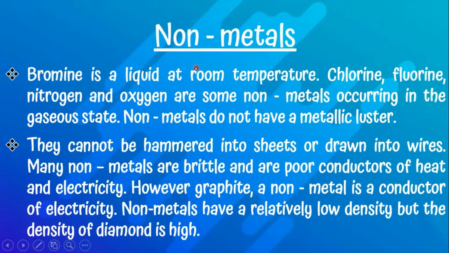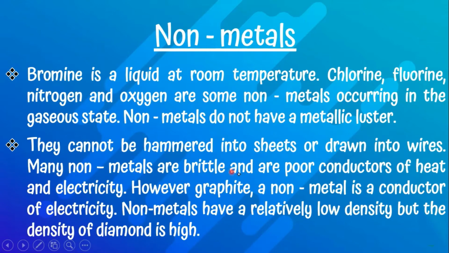Okay guys, now let's talk about nonmetals. Bromine is a liquid at room temperature. Chlorine, fluorine, nitrogen, oxygen are some nonmetals occurring in gaseous state. Nonmetals do not have a metallic luster. They cannot be hammered into sheets or drawn into wires. That means they don't have the property malleable and ductile.